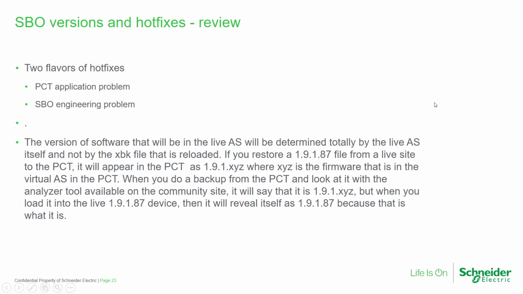One of the things I did want to get back to is the version issues, because it can get confusing when you look in a live AS and it has a particular build number as the final digits of the version. The version that's in the live AS is the version that it has. The version that's listed in the PCT is really not terribly important.